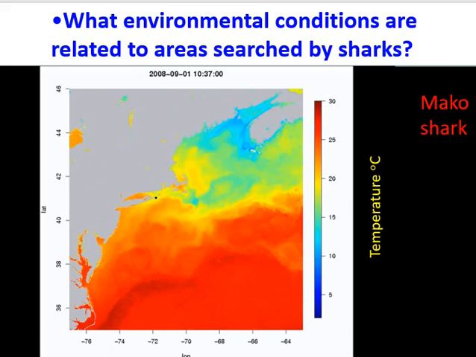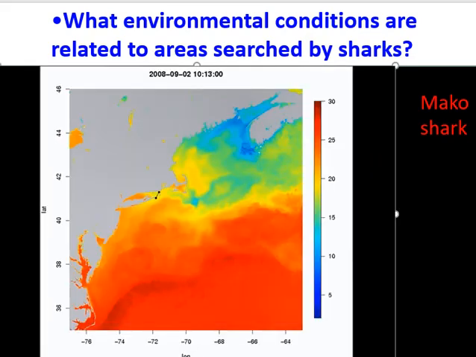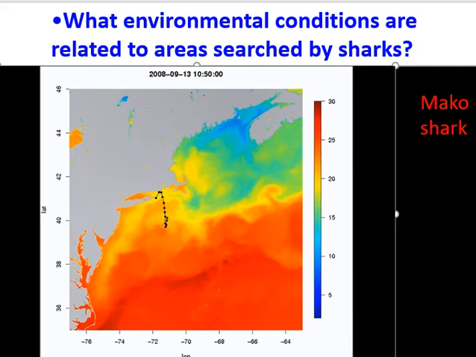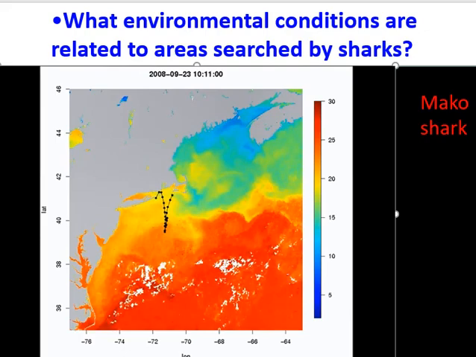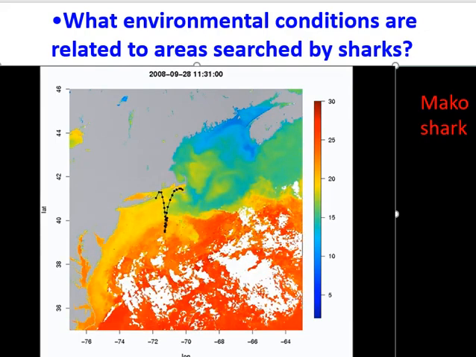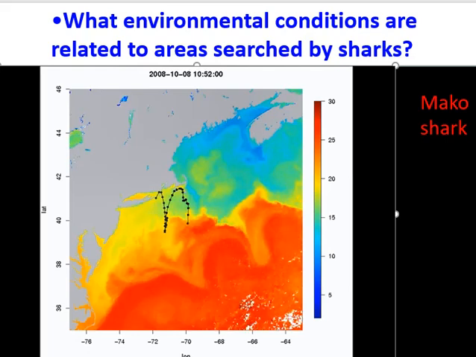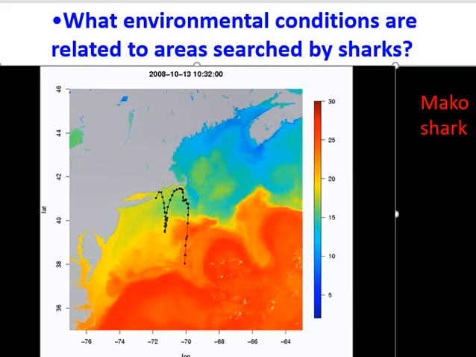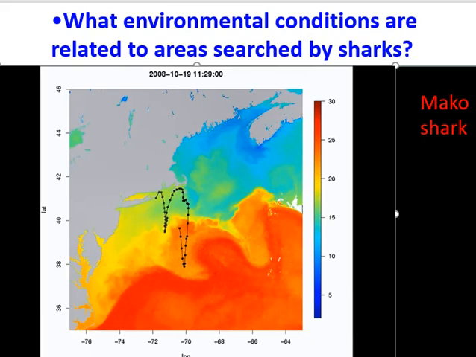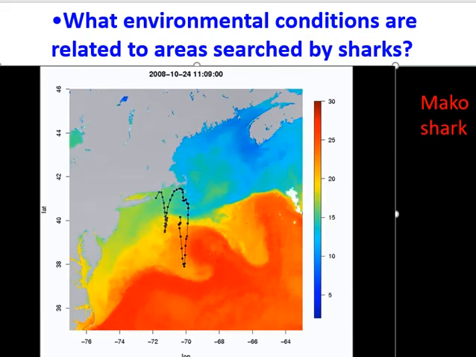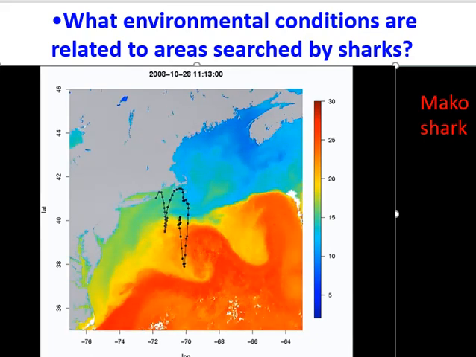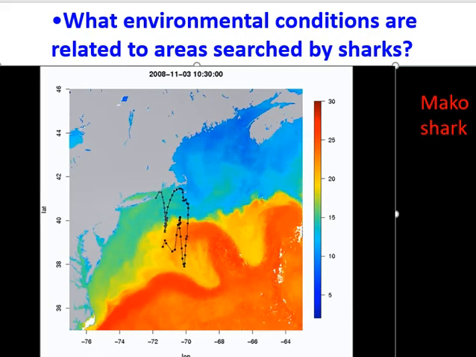Here's a mako shark to show you. There's this water that's a certain temperature, about 28 degrees or so. And this mako shark is moving around. That's Cape Cod, just south of there. It's going a little slower, but this is in October. That big plume of warm water is starting to move south. And so now it's way down there off of the mid-Atlantic.